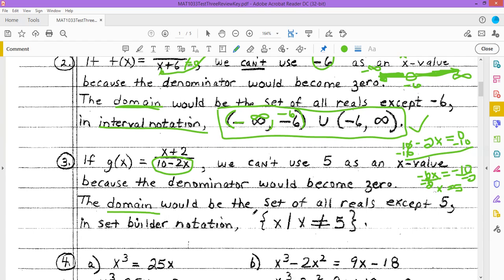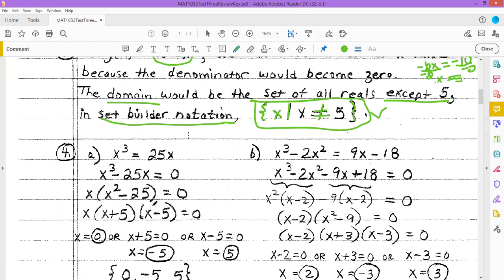Therefore, the domain could be any number except 5. And in set builder notation, remember you use your squiggly lines, and we're saying x could be any number such that, this vertical line is such that, x cannot, so we put a not equal to symbol, equal 5. This is our answer.